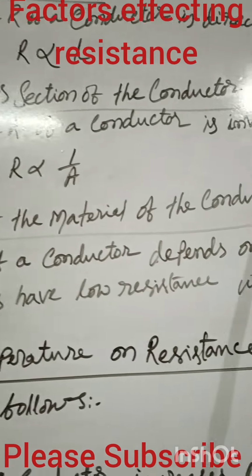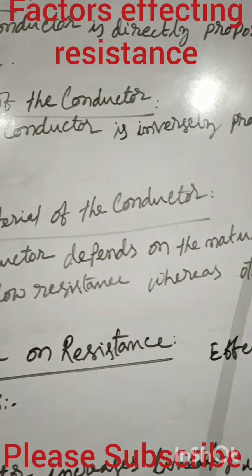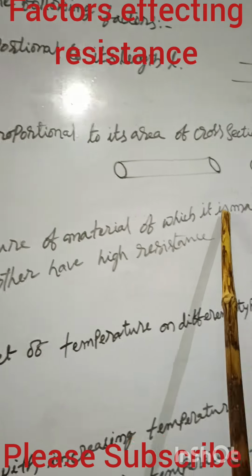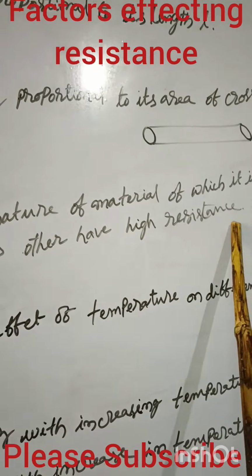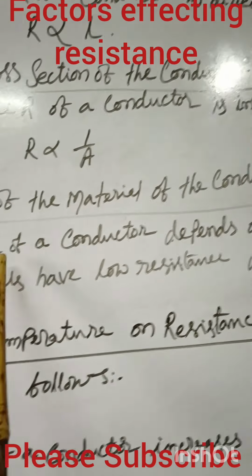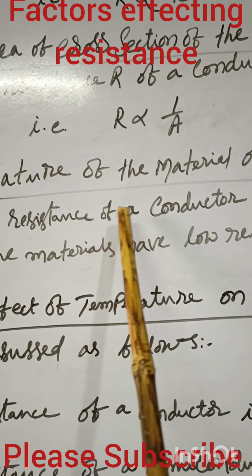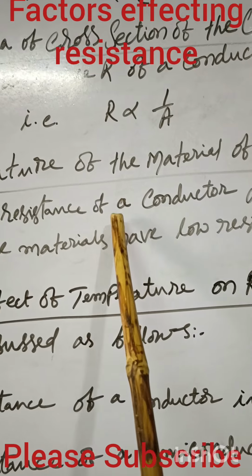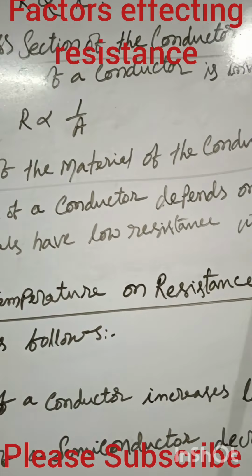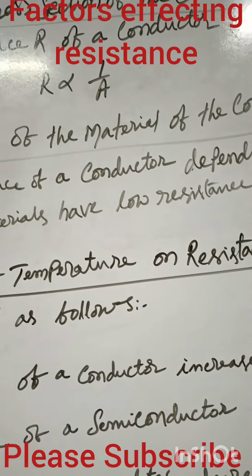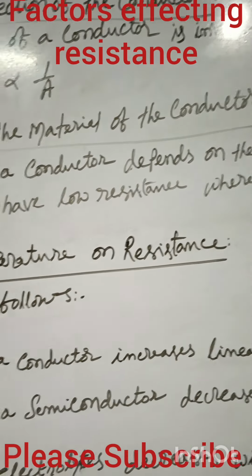Third, nature of the material of the conductor. The resistance of a conductor depends on the nature of the material of which it is made. Some materials have low resistance, whereas others have high resistance. It is because current depends upon the availability of valence electrons. If valence electrons are more for that conductor, then the resistance will be less. If the valence electrons are less, then resistance will be more.